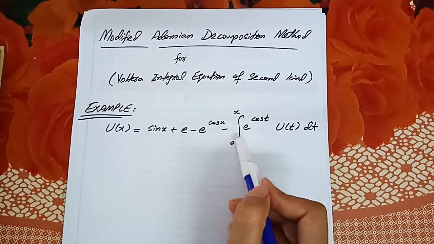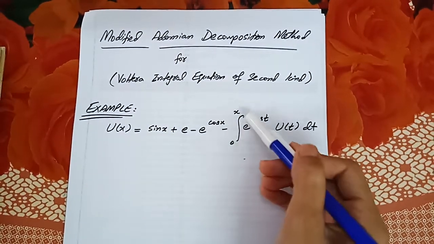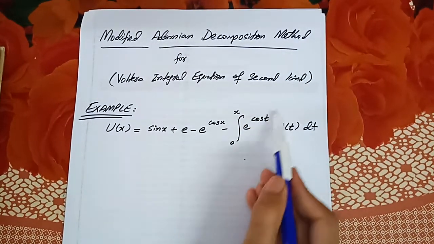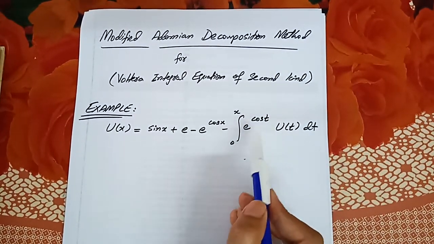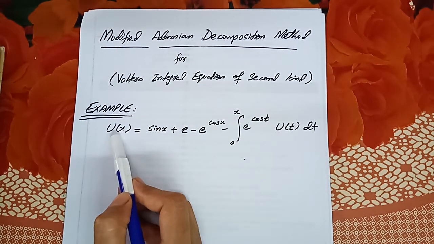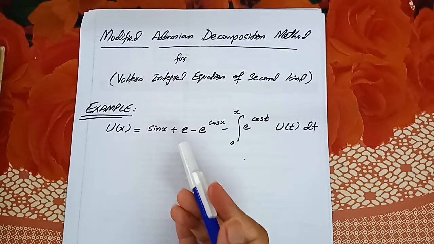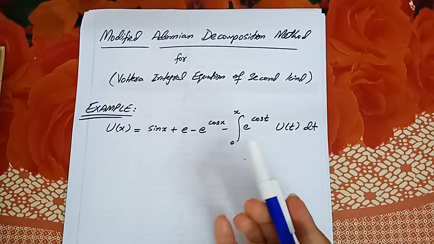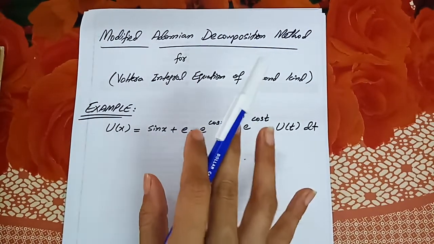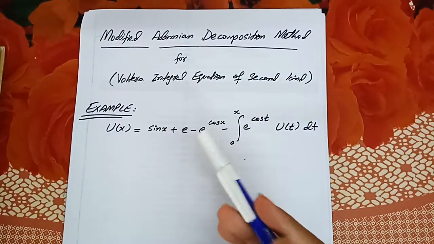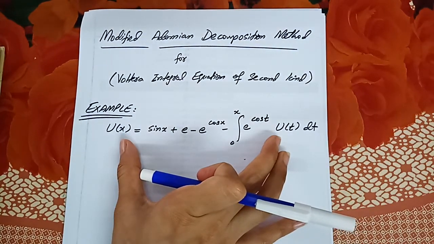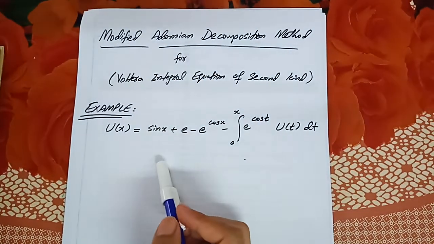This is a Volterra equation because the lower limit is constant and the upper limit is variable, and it's of the second kind because the unknown function u is appearing under the integral sign and also outside the integral sign. If they ask you to solve the Volterra integral equation of the first kind by using this method, you cannot directly apply it. First you have to convert the first kind into the second kind, so that there are two unknown functions here, and then you can apply this method.